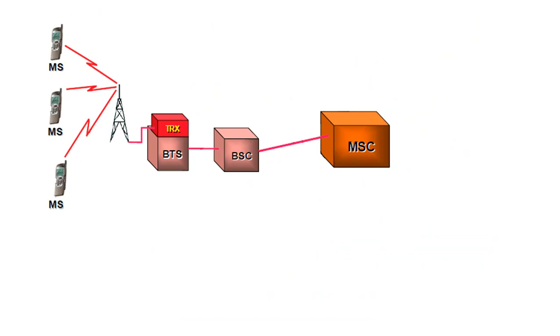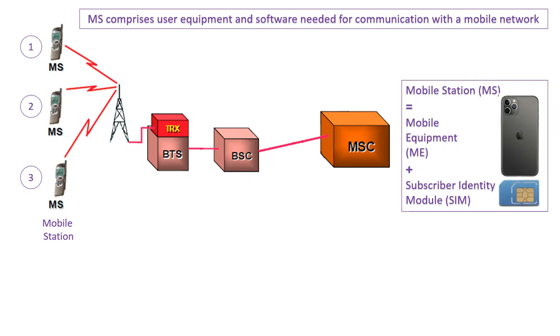Now what is MS? MS is nothing but the mobile station. So there are three mobile stations in this diagram. MS comprises user equipment and software needed for communication with the mobile network. MS is the combination of mobile equipment which you use, or you say the handset, plus the SIM card which is inserted inside the mobile phone. So multiple mobile stations are connected to a single tower.